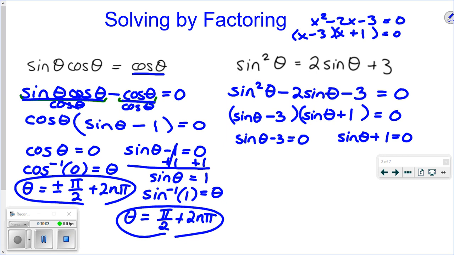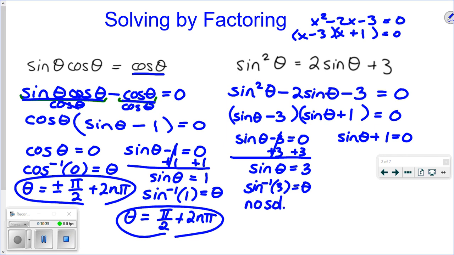Okay, for sine theta minus 3 equals 0, I would start by adding 3. Okay, then you might use your inverse trig function. But hopefully at some point you recognize that there actually is no solution to this equation because sine is never equal to 3. Remember, the range for sine is negative 1 to 1. You know, and that becomes the domain of your inverse trig function. So there actually is no solution to this equation. But that's okay, we have one more to solve.